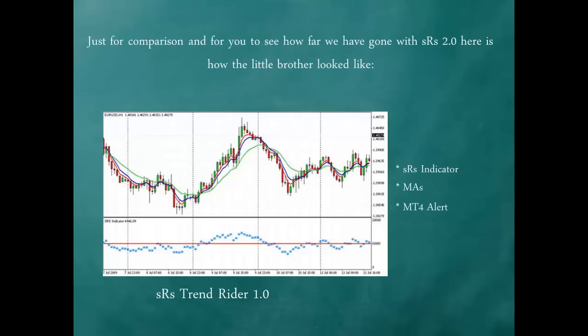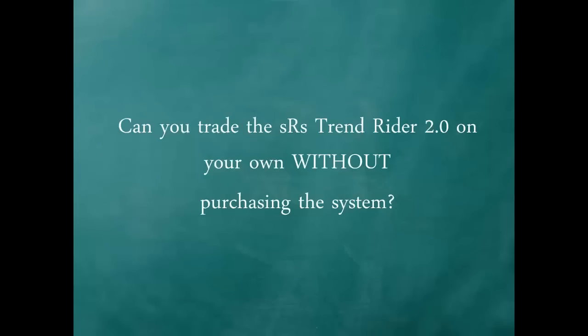Just for comparison, so you can see how far we have gone with the SRS 2 version, here is how the little brother looked. That's version 1. Those of you who love nostalgia like myself could look at that and say, wow, those were good days, right? That was a long time ago. The SRS indicator, which is a momentum indicator like RSI, CCI, momentum, moving average, and an alerter, which was popping up like, bim, bim, Vlad, you have a trade, things like that. Okay, enough with the old days.